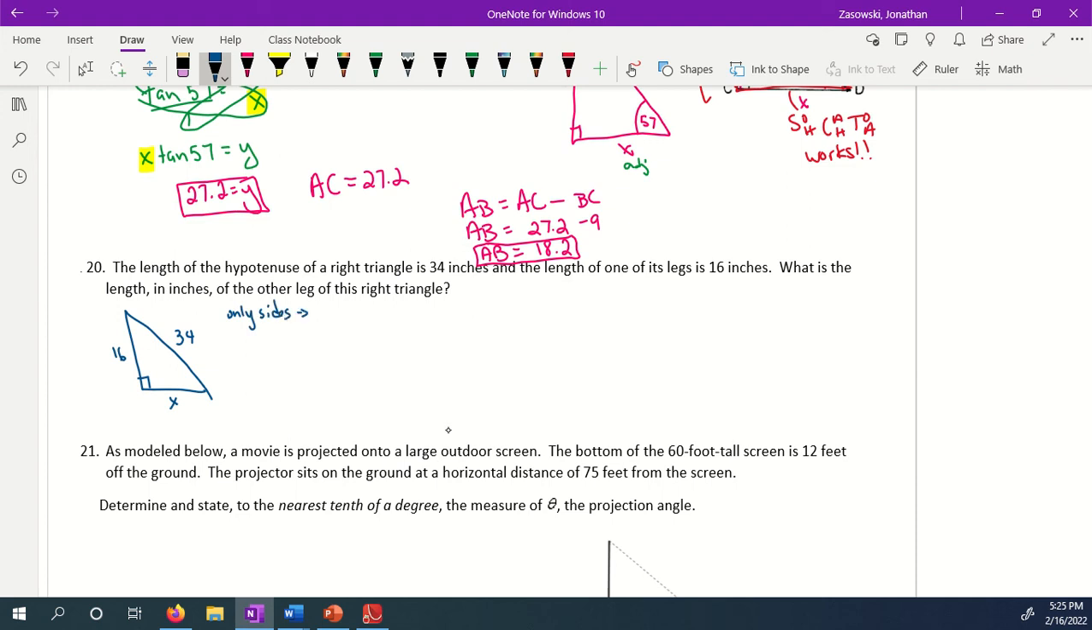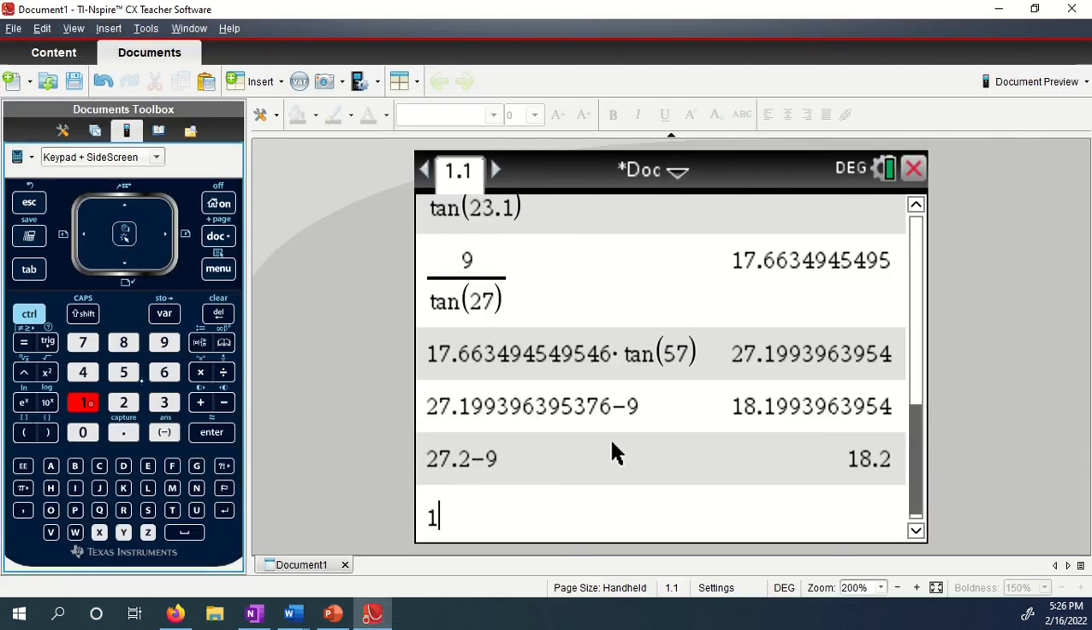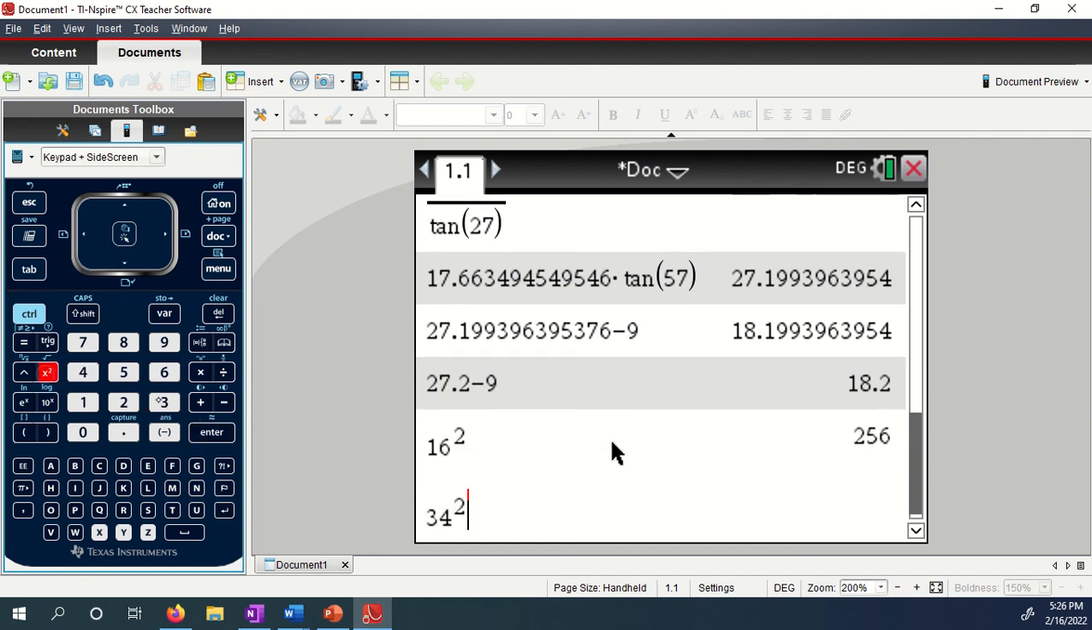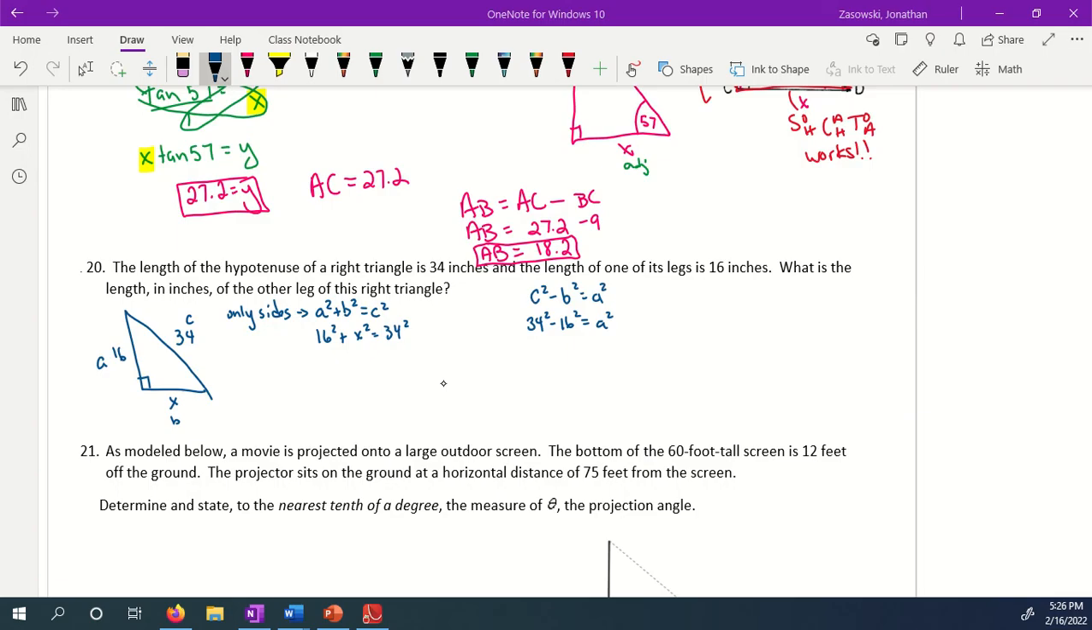So that means we are going to be using our Pythagorean theorem, not Sohcahtoa. If we want to apply this formula, C is always going to be our hypotenuse, and A and B for the legs. So 16 squared plus x squared is equal to 34 squared. And if you were using the C squared minus B squared equals A squared formula, totally cool to use this as well. 34 squared minus 16 squared. Okay, we're going to square those numbers. So 16 squared, 34 squared. All right, 1156 and 256.